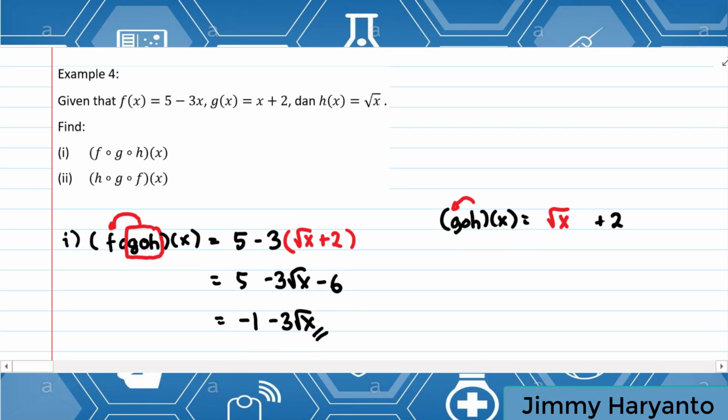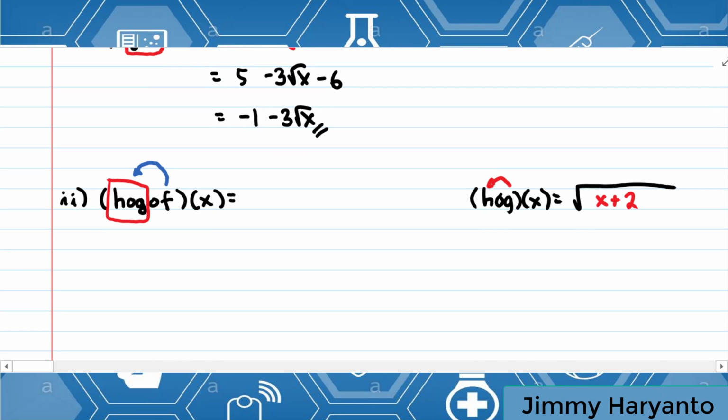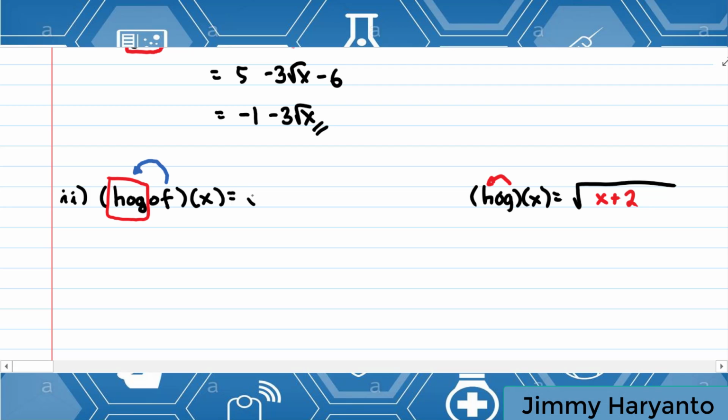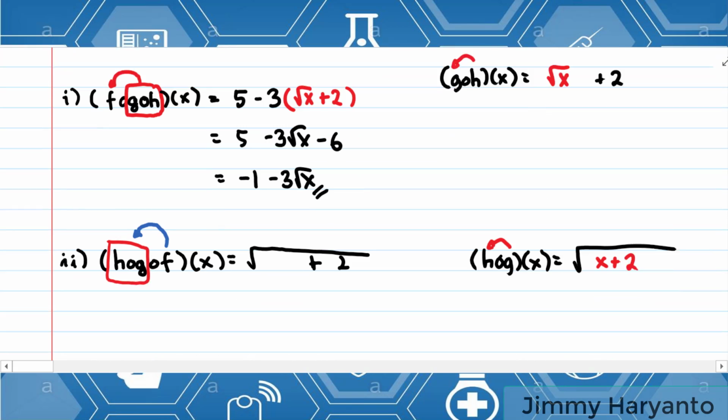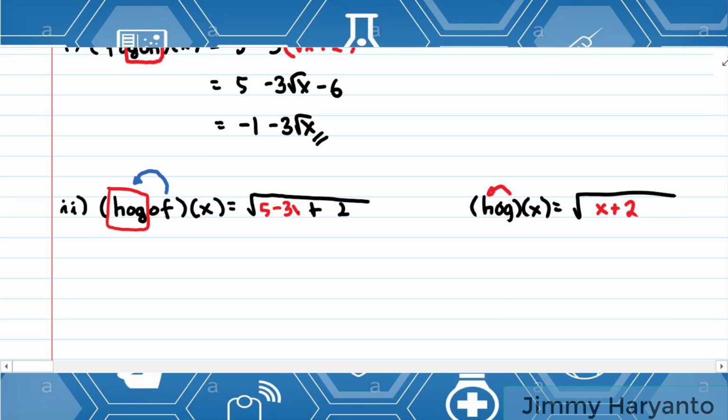Let's take a look at f. f is 5 - 3x. So I will write this one first, √(x + 2), and then I have to change this x into the f. What's it again? 5 - 3x. And then you have to simplify it, equals √(7 - 3x). There you go. You have h∘g∘f. Okay. Do you know what is the meaning of h∘g of f? Yes, good. f followed by g and then followed by h.